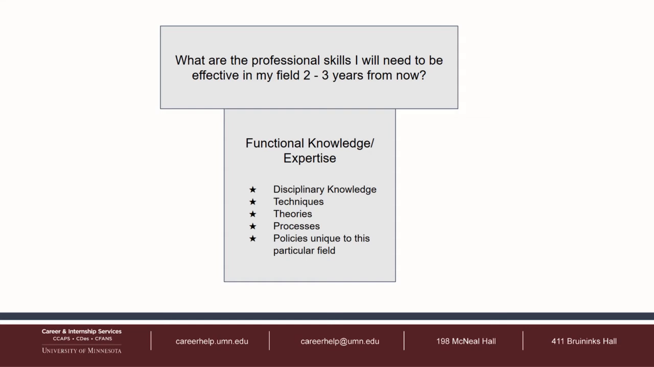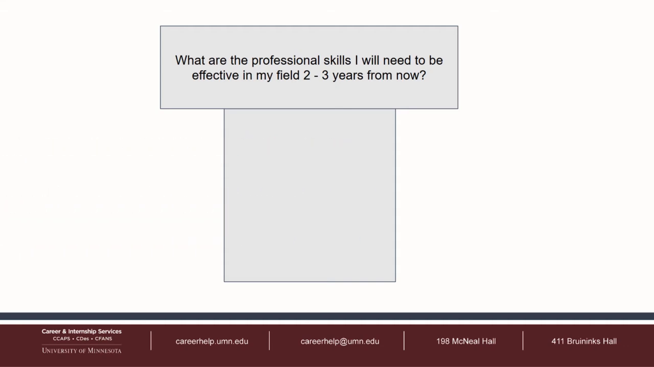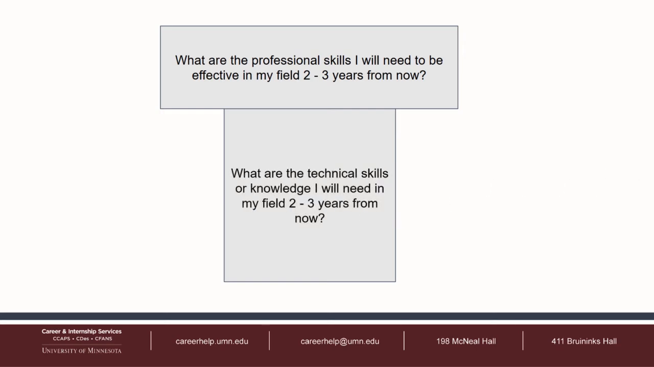To start thinking about the 4 learning goals you will create for yourself, ask yourself these 2 questions. What are the professional skills I will need to be effective in my field 2 to 3 years from now? These skills are related to the broad boundary crossing competencies, the top of the T I showed you earlier. And question number 2, what are the technical skills or knowledge I will need in my field 2 to 3 years from now? Now, pause this video a moment and answer these 2 questions for yourself.